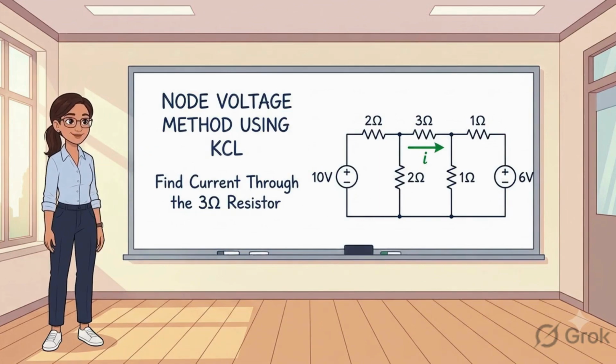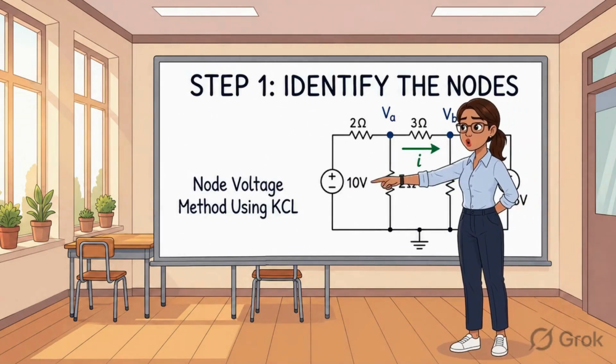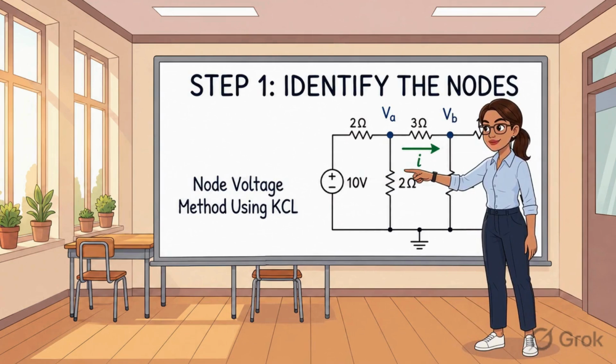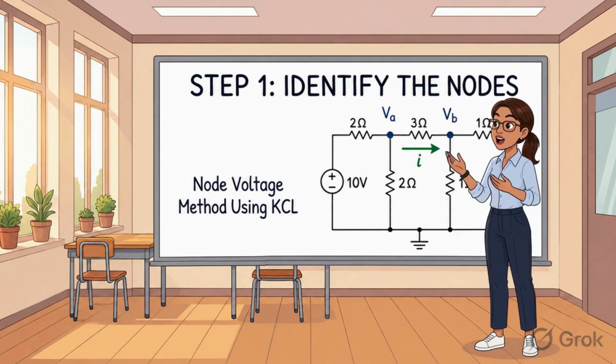Let's get started. Let's begin by identifying the essential nodes in this circuit. We name them as VA and VB respectively. These node voltages will help us apply Kirchhoff's current law and solve the problem step by step.